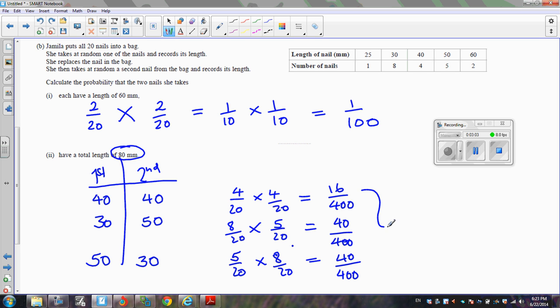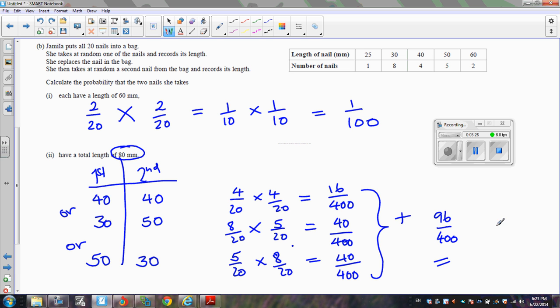Now, we are now going to add these together. The reason being is that you either get a 40 and a 40, or you get a 30 followed by a 50, or you get a 50 followed by a 30. And or generally in probability terms means add. So if we add these together, we've got 40 400ths plus 40 400ths plus 16 400ths. Well, that's a total of 96 400ths.